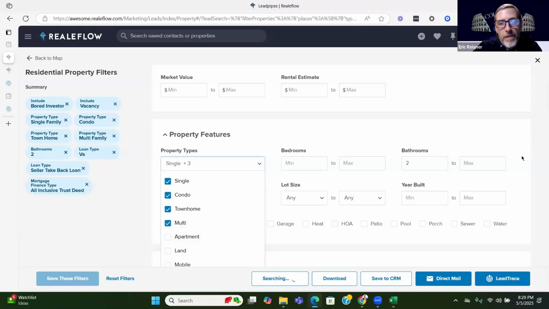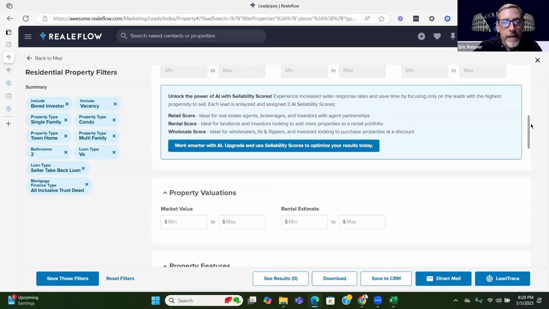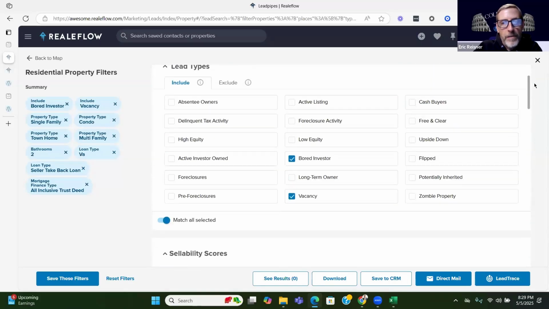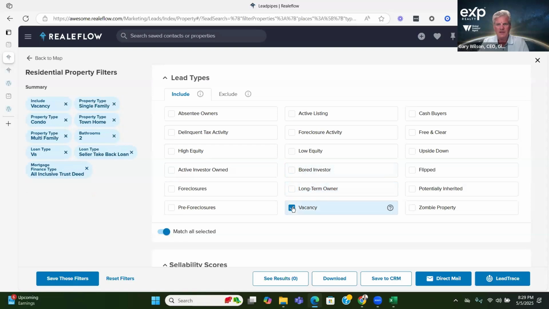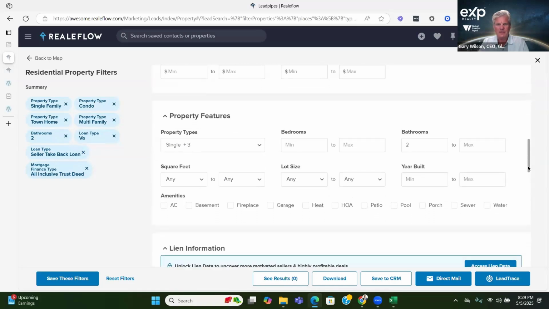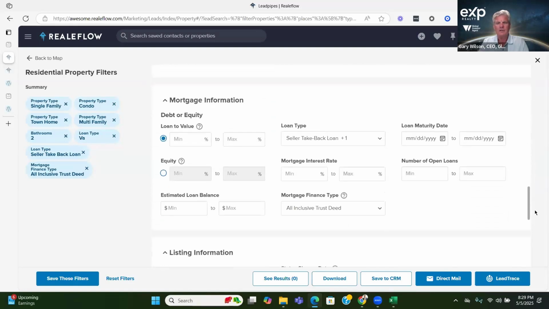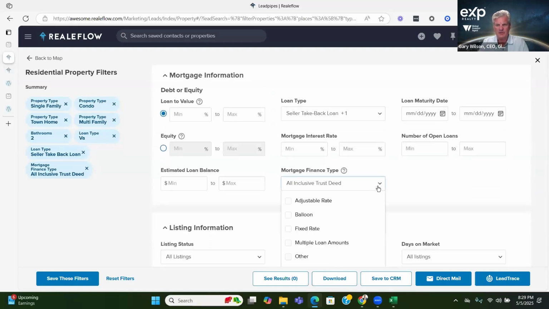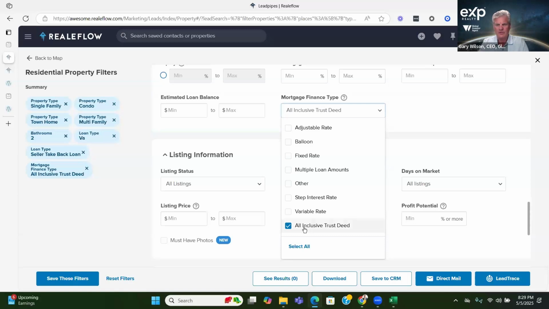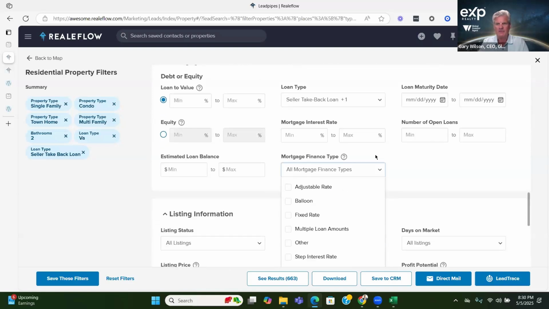I know I've run searches, and when you look through the loan data, the lender is an LLC. So yeah, let's take out vacancy and absentee investor. And we might want to just do one at a time, actually. Property features, loan type. So I'm going to eliminate all inclusive trust deed first and just go with seller holdback. Now I found 663 of those, Gary. I found 663 of the seller takeback.